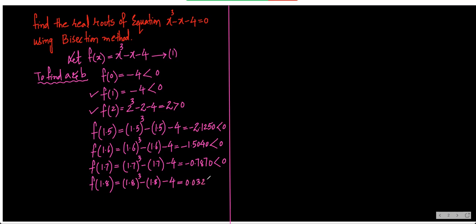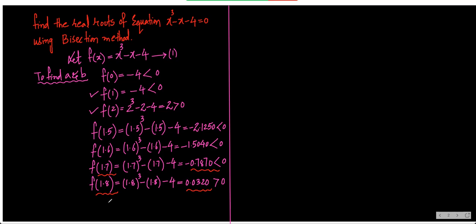0.0320 means what do you say? Greater than 0, right? So one value is less than 0, assuming that value is our A value. One value is greater than 0, assuming that value is our B value. So we are going to say our solution lies between 1.7 to 1.8.